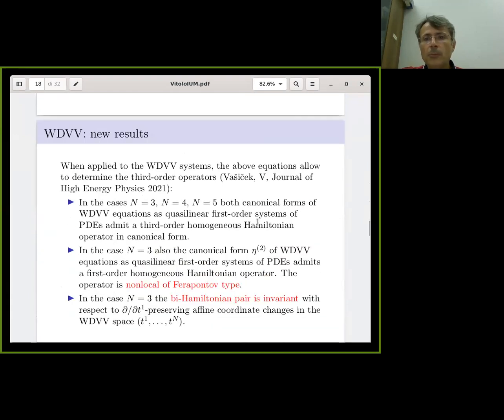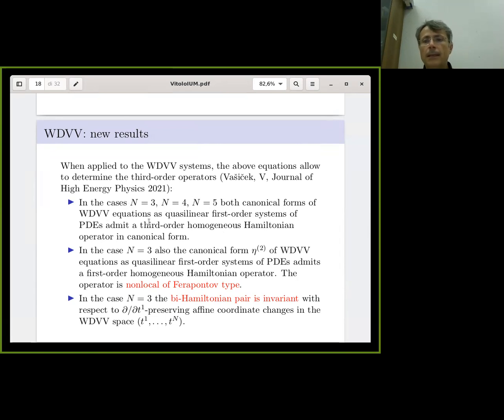Then we were able to prove that in low dimensions, to be more specific, in the cases n=3, n=4, n=5, in both canonical forms by Dubrovin, eta1 and eta2 that I showed you for WDVV equations, when you put them into the form of quasi-linear first-order systems of PDEs, they have a third-order homogeneous Hamiltonian operator in canonical form.